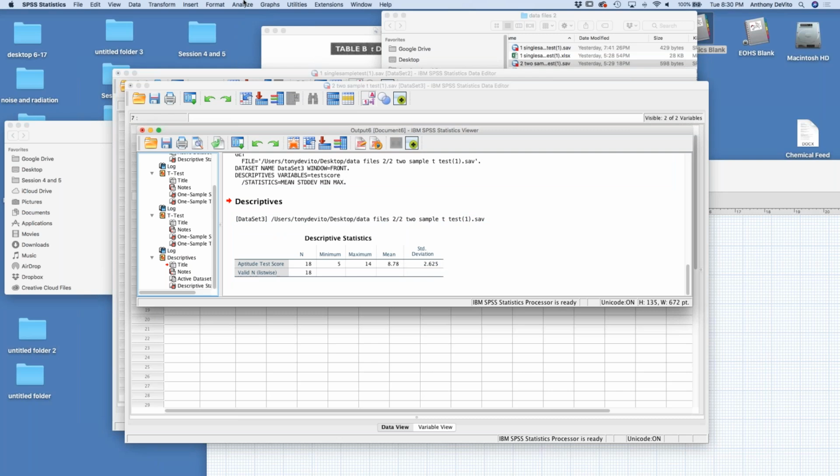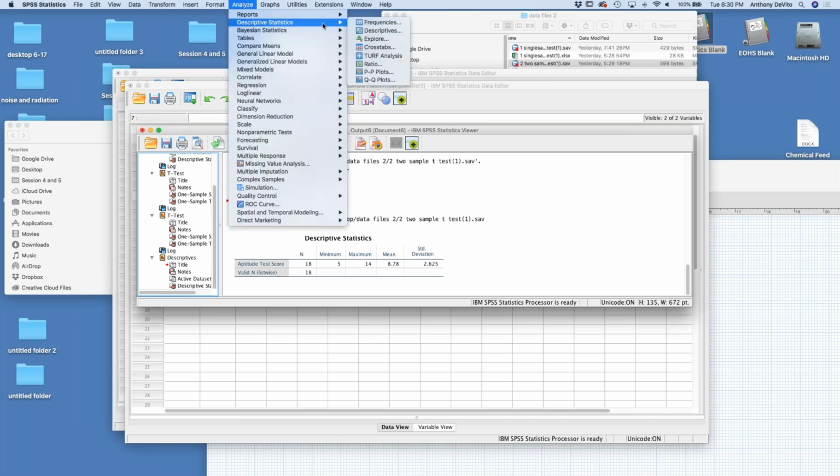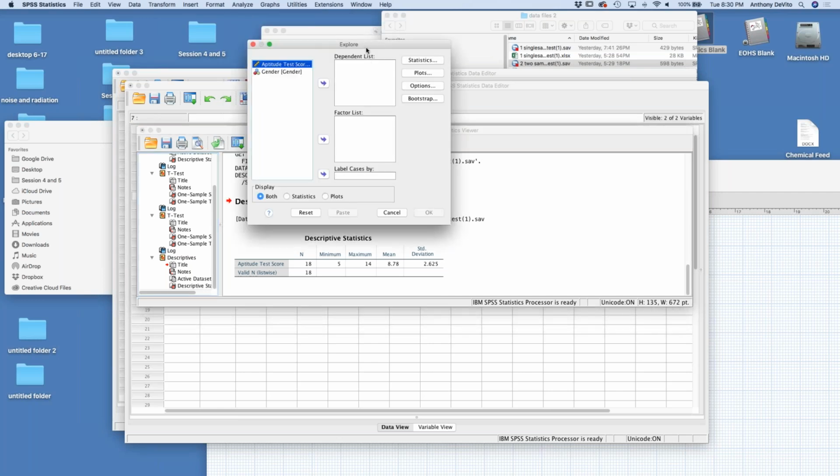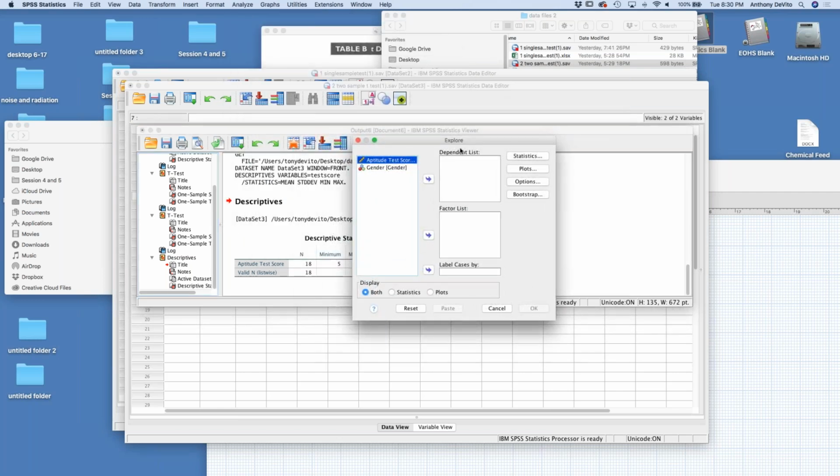So I'm going to go back, Analyze, Descriptive Statistics, and I'm going to go beyond Descriptives to Explore. And in Explore, now I have the opportunity to move the aptitude test score, the numerical variable whose mean I'm finding. Notice there's a little ruler there to indicate it's a scale variable. And I'm going to move gender into the factor list. That tells SPSS, I don't want just the average test scores for everybody. I want the average test scores broken up by gender.